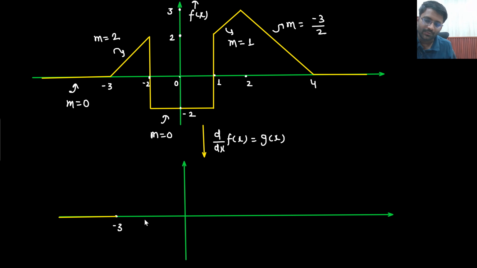Then from minus 3 to minus 2, what is the slope? The slope is 2. Slope is constant, which is 2.